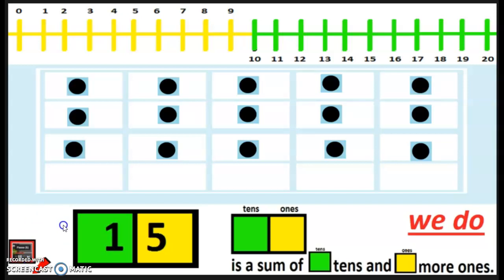Alright. Here's our numeral, 15. We should have 10 ones and then 5 more ones. Check your answer and see if you put 15 counters down correctly. If you did, high five someone. Let's go to the next one and see how much more we can do. Pause the video and let's get ready.